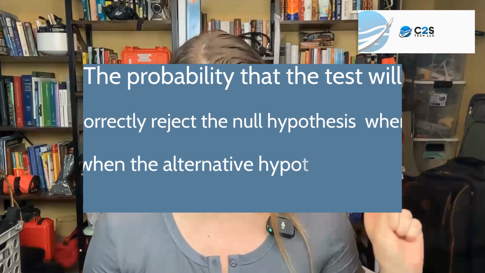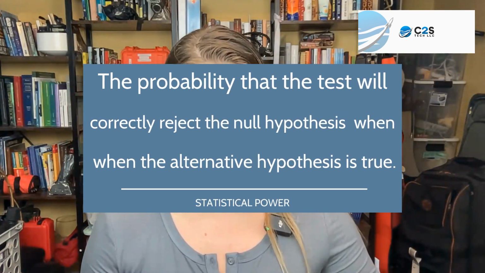And then the statistical power is the probability that the test will correctly reject the null hypothesis, will correctly reject there is no effect when there is in fact an effect, when the alternative hypothesis is true. Importantly, the power test will tell you how big a sample you need to be confident in that conclusion. And that's why it matters to us as we are designing this study.